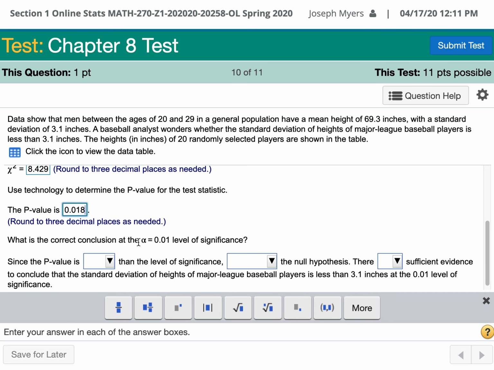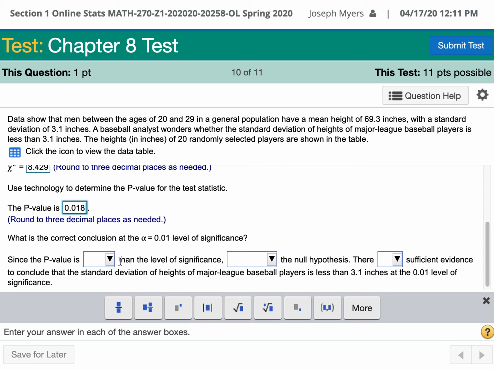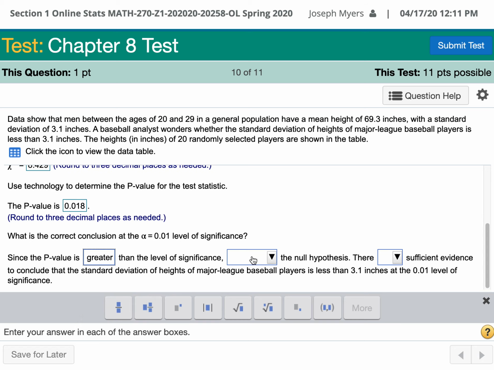And what's the correct conclusion at the 1% level of significance? Well, since the p-value is not less than or equal to the level of significance, since the p-value is greater than the level of significance, that means we will fail to reject the null hypothesis. So we do not reject the null, which means that there is not sufficient evidence to conclude that the standard deviation of the heights of Major League Baseball players is less than 3.1. So basically, in a nutshell, there is not sufficient evidence for the alternative hypothesis.